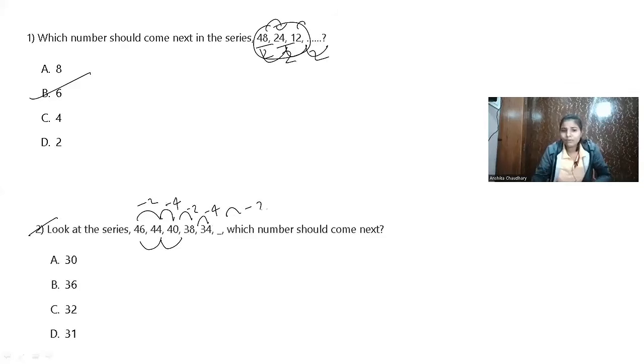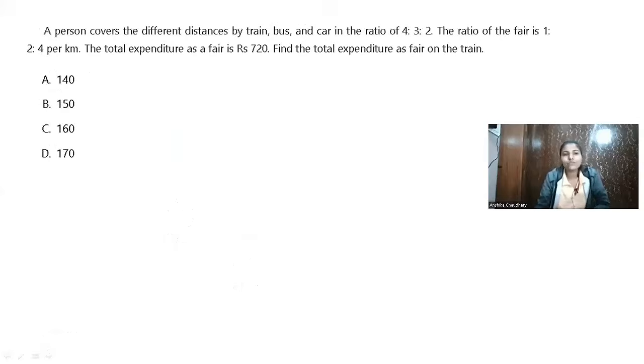So, the next will be minus 2. So, 34 minus 2 should be 32. So, 32 will be the correct answer for this question. I hope it makes sense. So, let's move on to the next question now. Again, the next question is from ratio and proportion. A person covers different distances by train, bus, and car in the ratio 4:3:2. Okay.